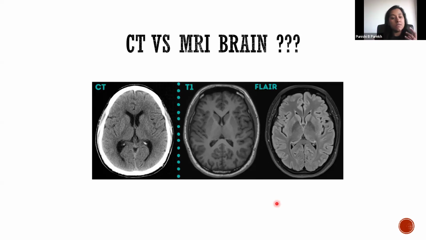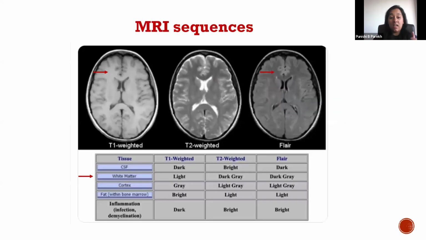So those are the basic differences between a CT brain and an MRI, and the indications as to when you would want to do a CT versus an MRI depending on the clinical scenario. Again, if we look at an MRI, there are different sequences like T1, T2, FLAIR, etc.